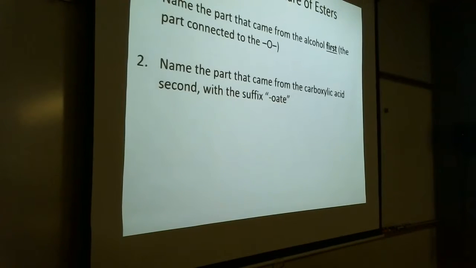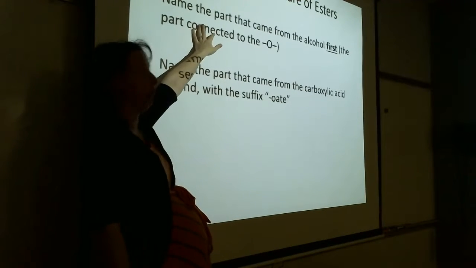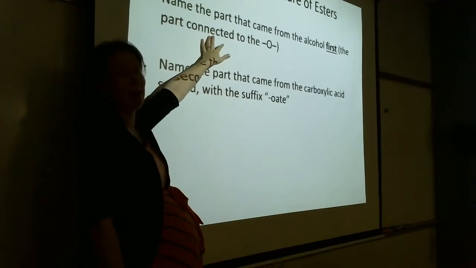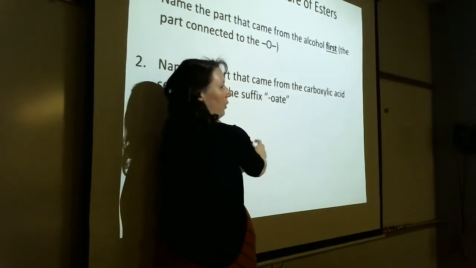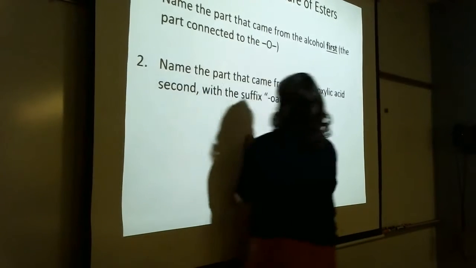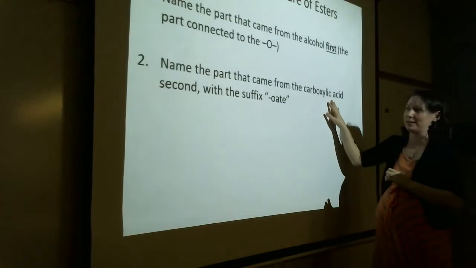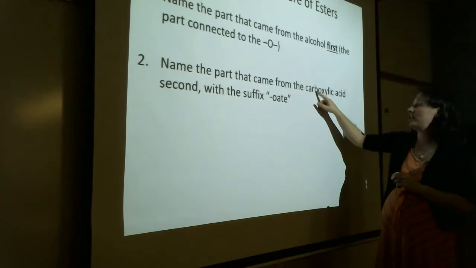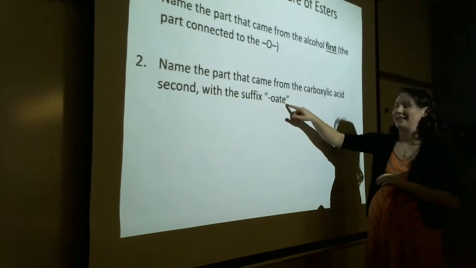When we name esters, this is why we talked about esterification, because the way we name esters is based on how the ester was made. If you're looking at an ester, you have to break it down. You need to name the part that came from the alcohol first, in other words, what side is attached to the O. Remember when we drew esters a few minutes ago? It was carboxyl, O, blah, blah, blah. The O, blah, blah, blah comes first. And then the part that came from the carboxylic acid, the part attached to the carbonyl, goes second with a suffix -oate.